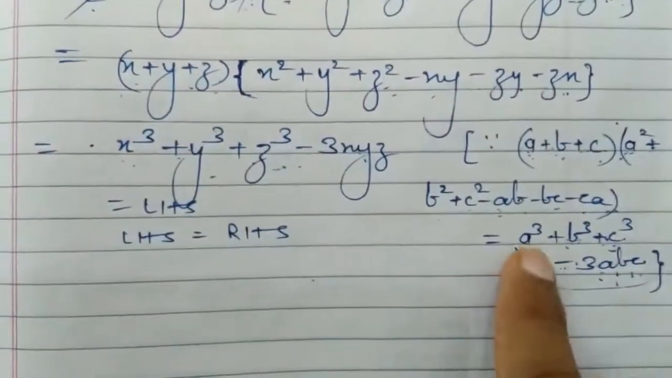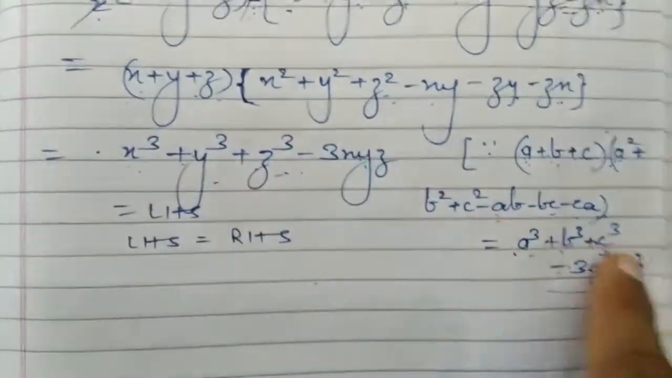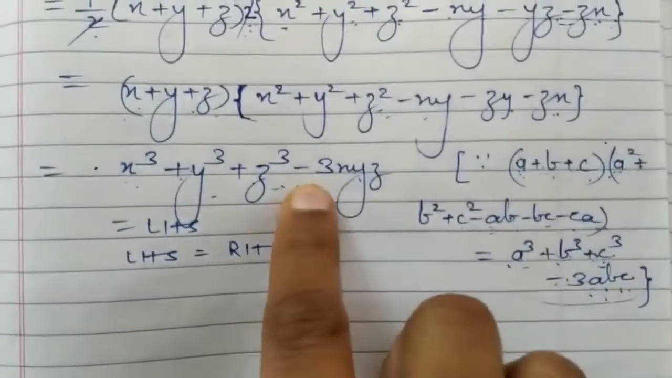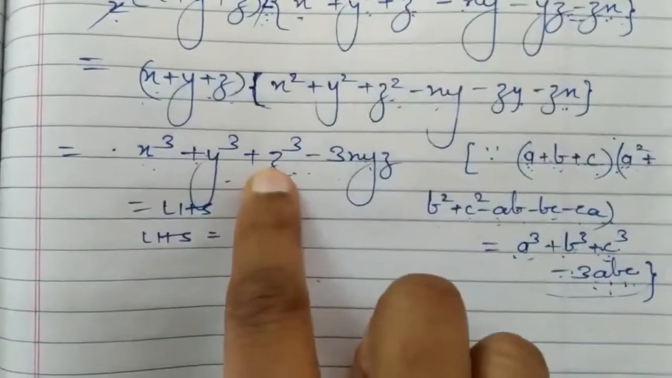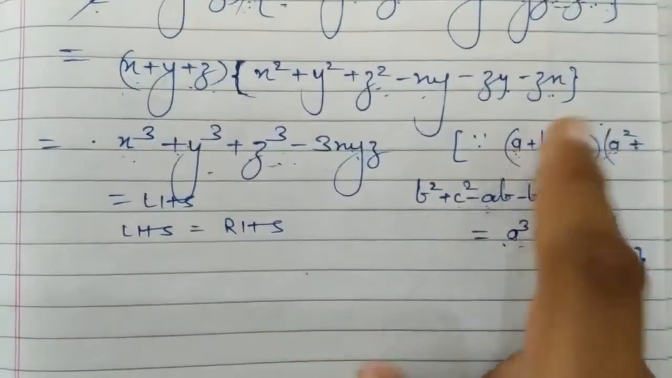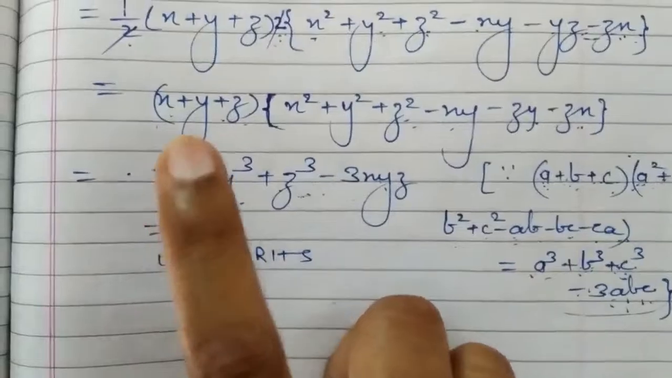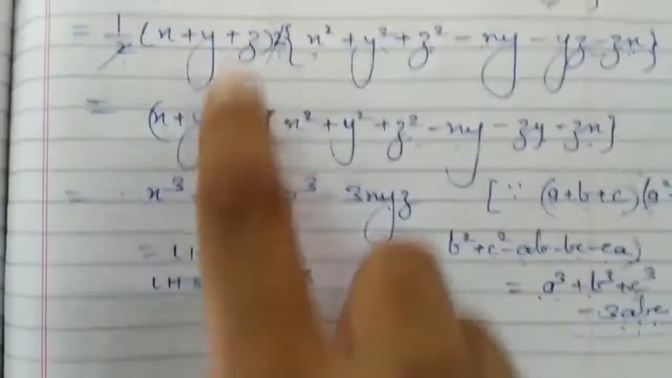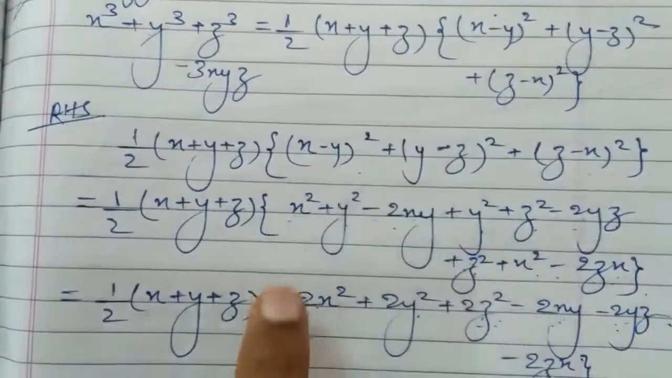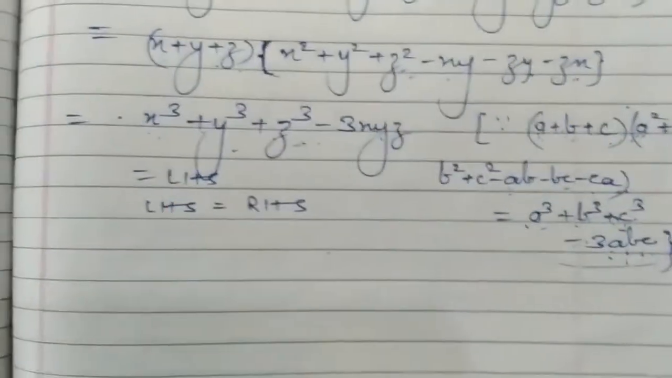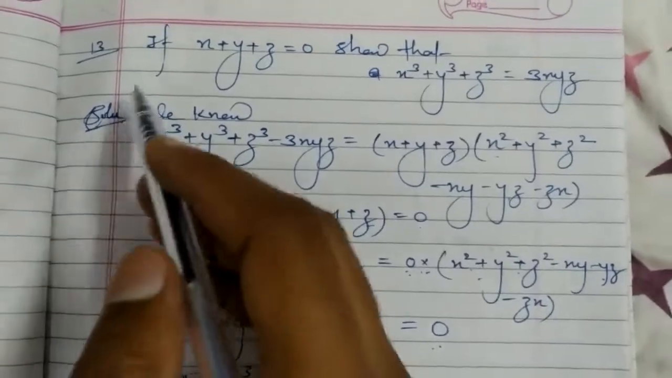So put the value of a, b, c here, you will get x cube plus y cube plus z cube minus 3xyz. Fine. So from this we have obtained this by the identity. So this is our verification. We have showed that left hand side is equal to right hand side. Fine. This is our answer. Thank you.